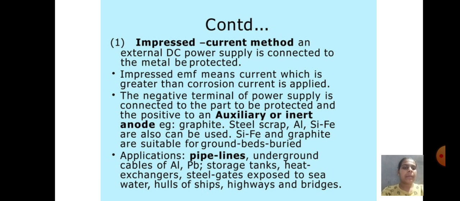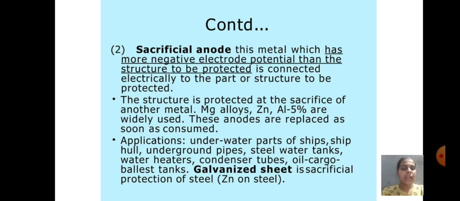Applications: pipelines, underground cables of aluminium, storage tanks, heat exchangers, steel gates exposed to seawater, hulls of ships, and highways and bridges. Sacrificial anode. A metal which has more negative electrode potential than the structure to be protected is connected electrically to the part or structure to be protected. The structure is protected at the sacrifice of the other metal.